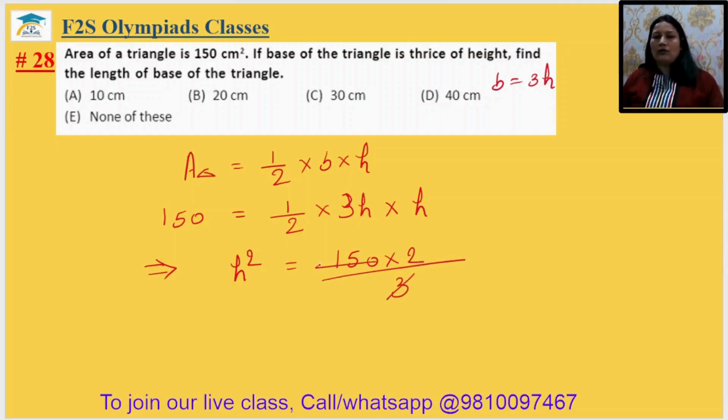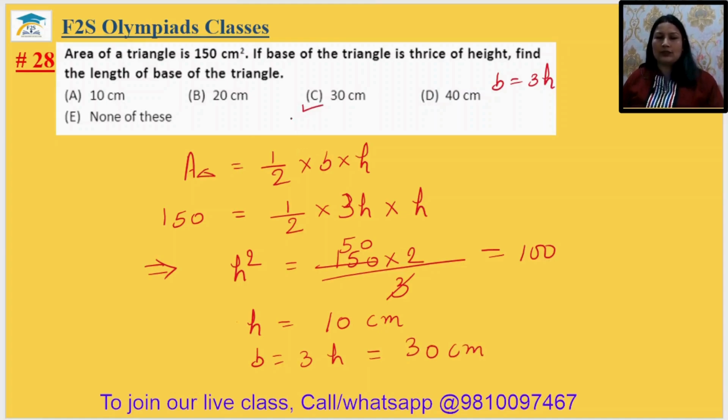So 3 5s are 15 and 50. So h will be equal to 10. How? Because 10 multiplied by 10 will be 100. H equal to 10 centimeter. Question is asking for the base. So B equal to 3H, that is your 30 centimeter. It is in the option number C. The 28th answer is option C.